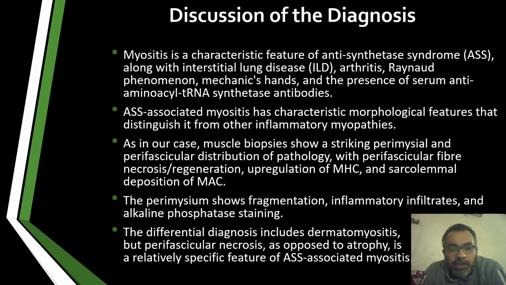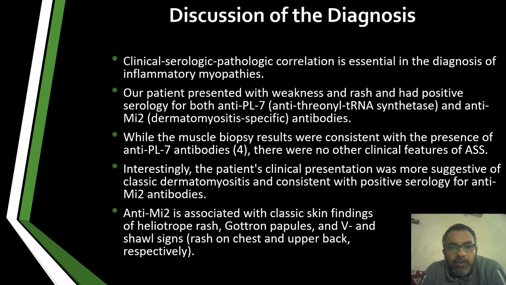The differential diagnoses include dermatomyositis, but perifascicular necrosis, as opposed to atrophy, is a relatively specific feature of ASS-associated myositis. Clinical, serological, pathological correlation is essential in the diagnosis of inflammatory myopathies. Our patient presented with weakness and rash and had positive serology for both anti-PL-7, anti-threonyl tRNA synthetase, and anti-Mi2 dermatomyositis-specific antibodies. While the muscle biopsy results were consistent with the presence of anti-PL antibodies, there were no other clinical features of ASS. Interestingly, the patient's clinical presentation was more suggestive of classic dermatomyositis and consistent with positive serology for anti-Mi2 antibodies.